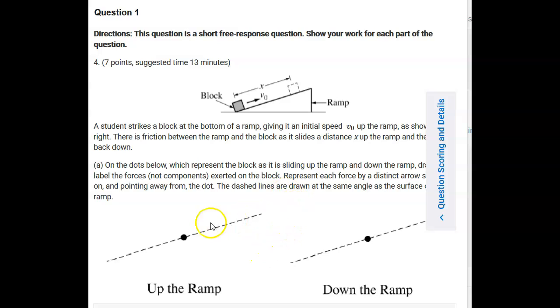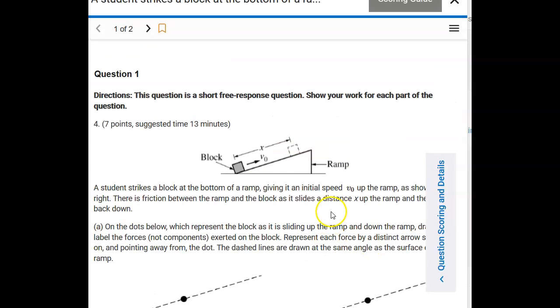But the main way that we want to do this is to base off of a free body diagram and simply know that we're going to have different accelerations.